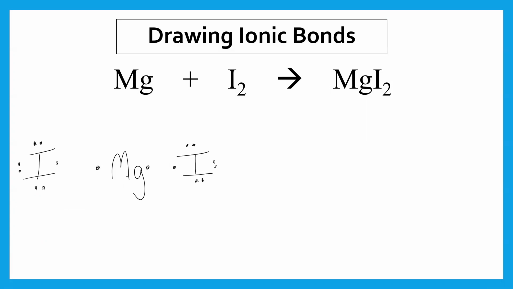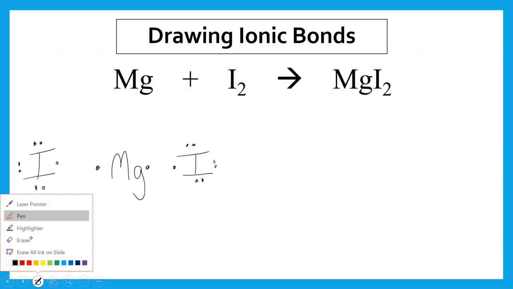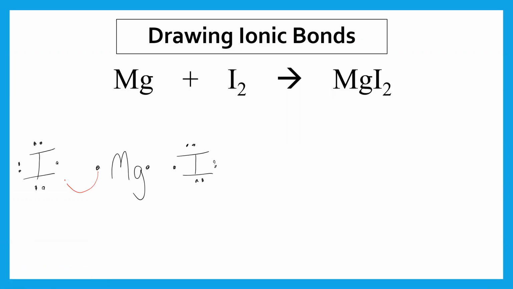Remember, metals always give their electrons. They're always the cations. So magnesium has 2 electrons to give, and iodine each needs 1 electron. The metals are always giving, the nonmetals are always taking. So this electron will be given to this iodine on that side, and this electron will be given to that iodine on the other side.